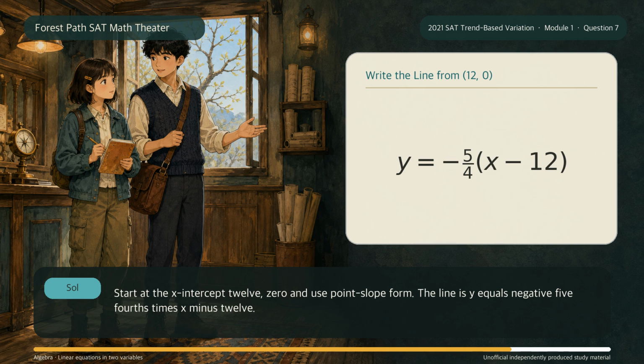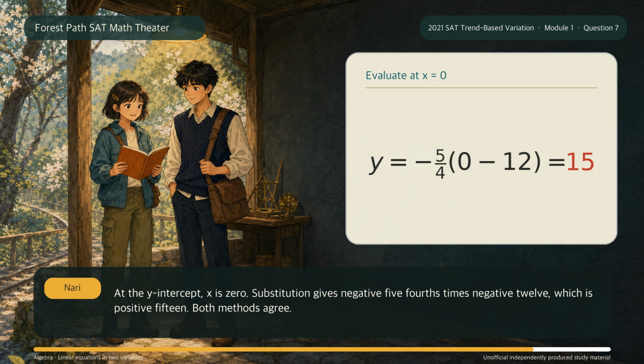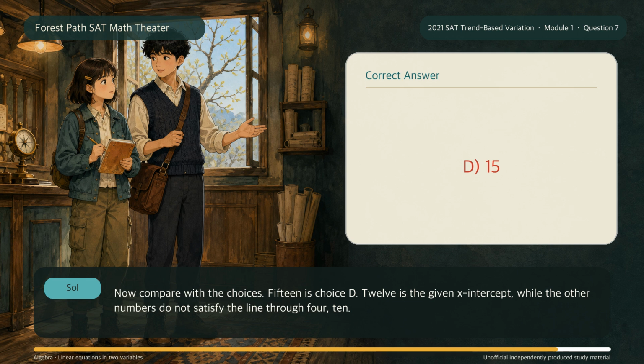Start at the x-intercept (12, 0), and use point-slope form. The line is y equals -5/4 times (x minus 12). At the y-intercept, x is 0. Substitution gives -5/4 times -12, which is +15. Both methods agree. Now compare with the choices. 15 is choice D, 12 is the given x-intercept, while the other numbers do not satisfy the line through (4, 10).